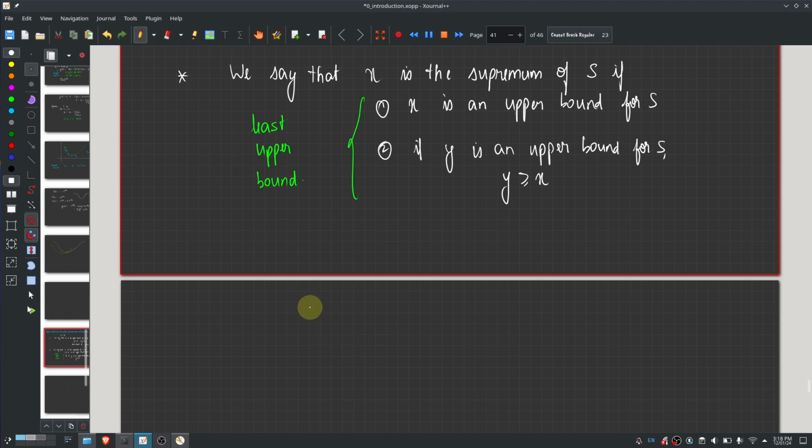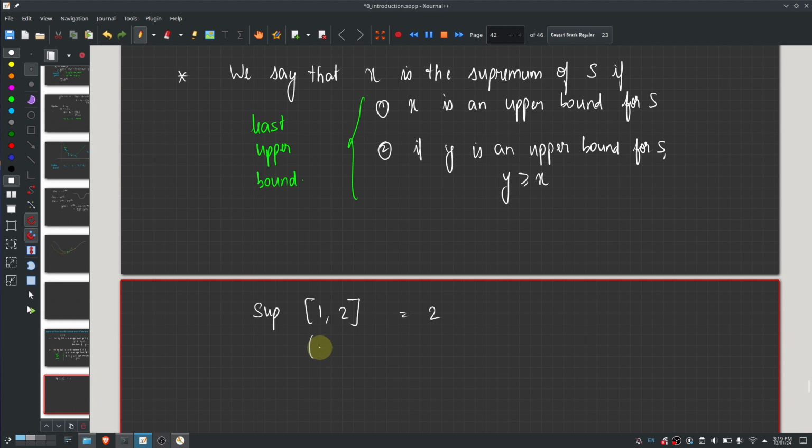All right. Let's take the set, the closed interval from 1 to 2. What is the supremum equal to? So any number that is greater than or equal to 2 is a valid upper bound for this particular set. Correct. And what is the least upper bound? 2. Right, that's straightforward. So the supremum is equal to 2.